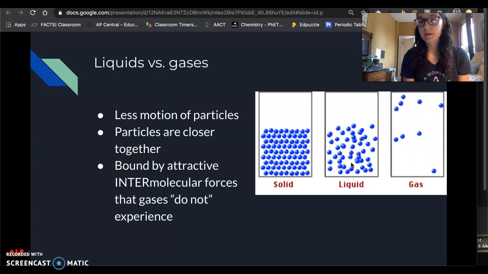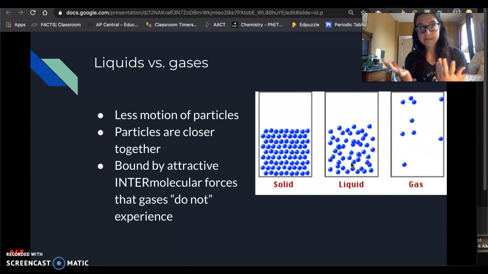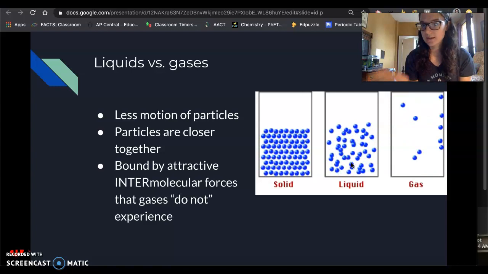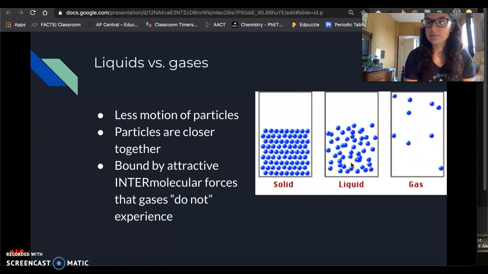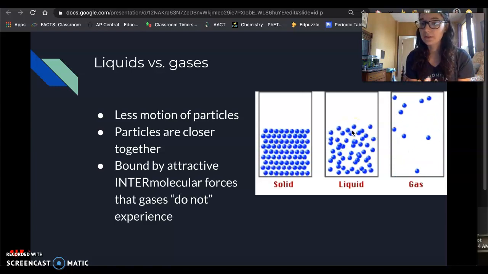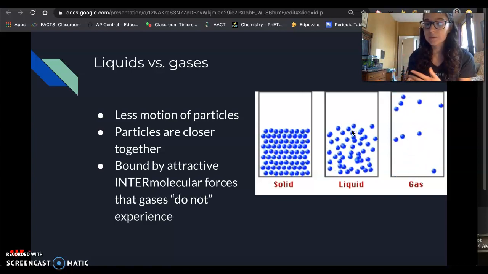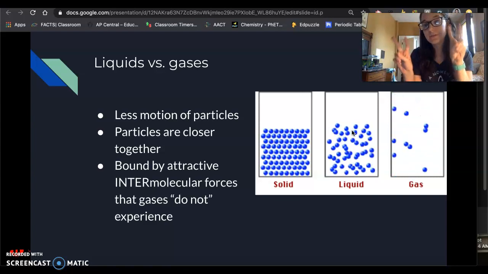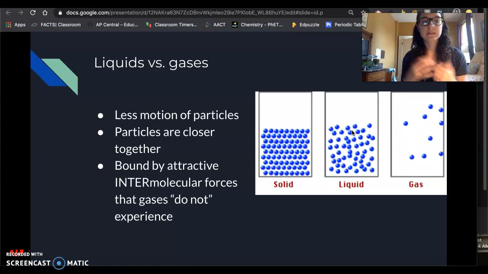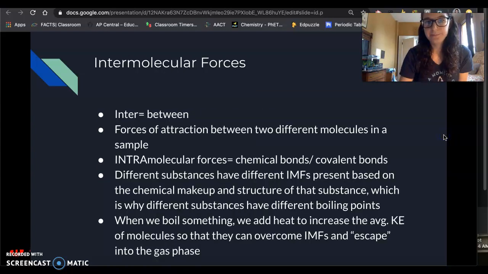So remember with the kinetic molecular theory, they said that the volume of space between particles in gases is much larger than the actual particles themselves. In liquids, that's not the case. There's not that much space between particles. They're free to move around, they interact with one another a lot more, so they are bound by attractive, what we call intermolecular forces, that gases do not experience. So real gases do kind of experience these intermolecular forces, but ideal gases, of course, do not.